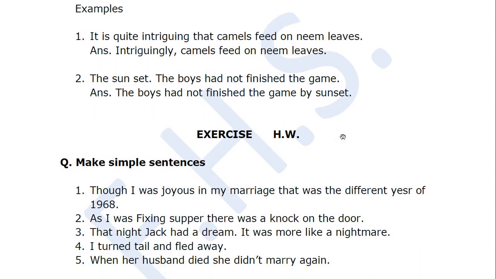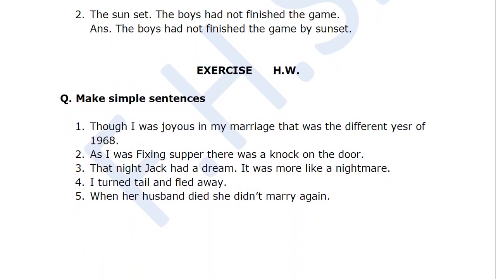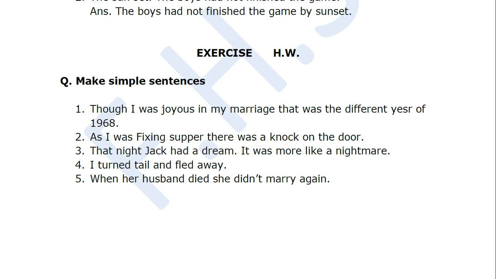Now let's see your exercise, your homework. Make into simple sentences. Though I was joyous in my marriage, that was a different year, the year of 1968. I will just give you a few little clues. You can see your two verbs, was and was. So you have to change one of these or remove them. How do you change? Generally, it was, what is the main form of be? So being.